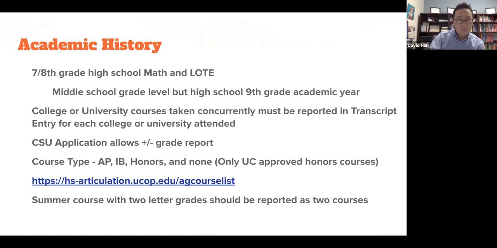And then the second part is academic history. Pretty much the same thing. 7th, 8th grade high school math or language other than English class should be reported. But unlike the UC application, they don't have a section for this separately. They will have high school, all the classes. So you do need to select the middle school grade level, but report this into your 9th grade academic year, right?